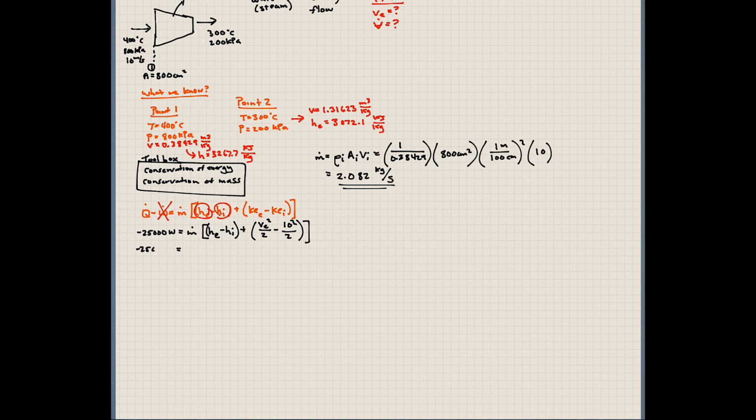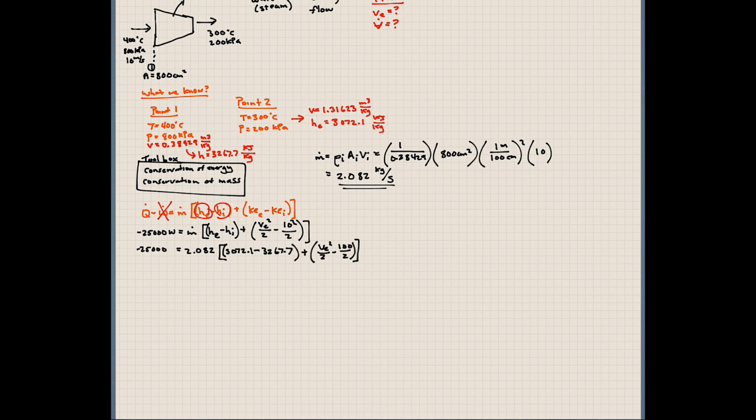So we have 25,000 watts times 2.082. We know the enthalpy at our exit is 3072.1 minus the enthalpy at our inlet, which is 3267.7. Okay, and that is plus V exit squared over 2 minus 100 over 2.